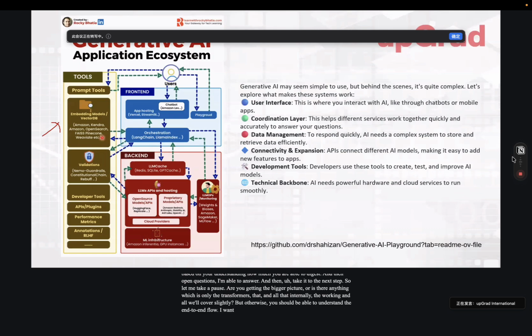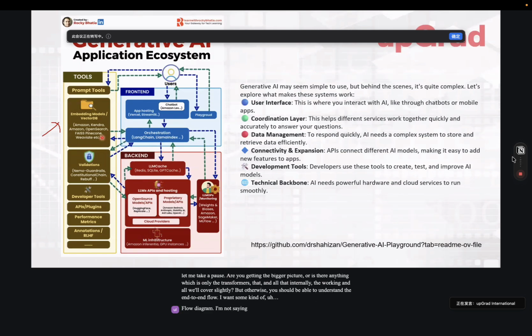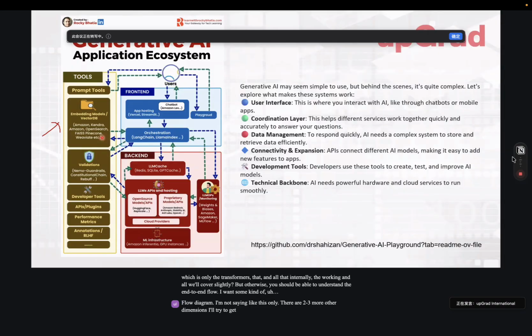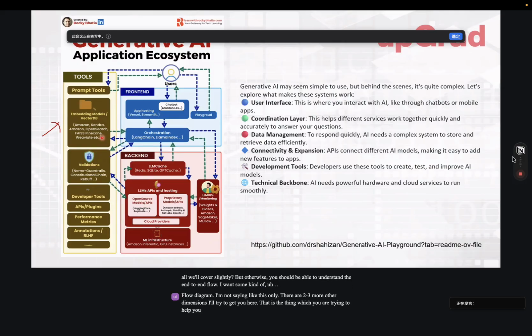I want some kind of a flow diagram. I'm not saying like this only. There are two to three other dimensions I'll try to get you here. That is the thing which is trying to help you out. Okay. Any questions, or is it making sense? End-to-end flow.